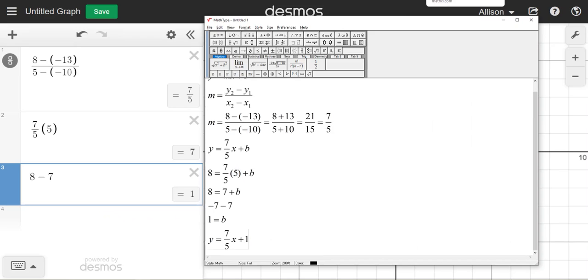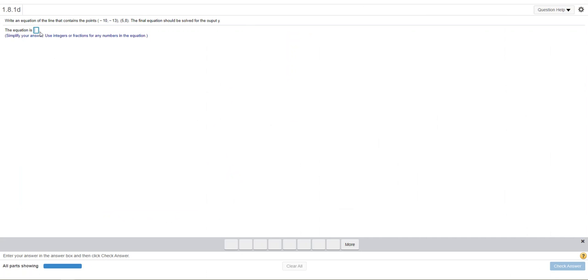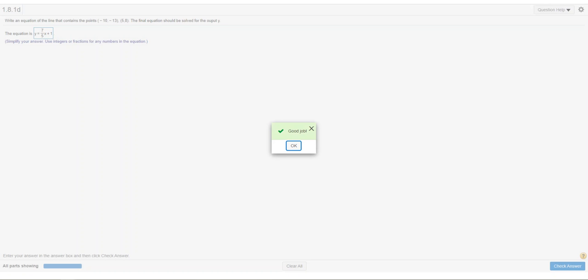And if we go back into the MyMathLab page and we type that full equation, y equals 7, oops, I typed that wrong, 7/5, there we go, x plus 1. I can hit enter on it and it accepts my answer.